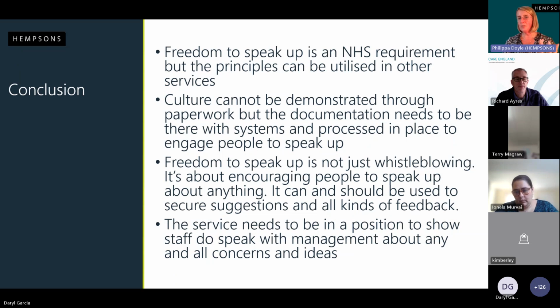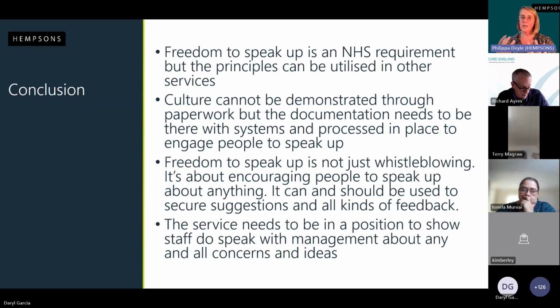As I said, freedom to speak up formally is an NHS requirement, but the principles are really useful to utilise across the board in other services. It's very much about culture. It's not something that's particularly easy to demonstrate through paperwork, but if you've got the documentation in place with those systems and processes in place to engage people to speak up, then it becomes a culture.